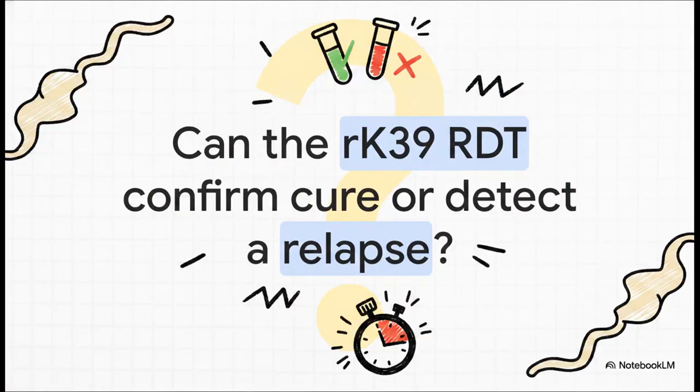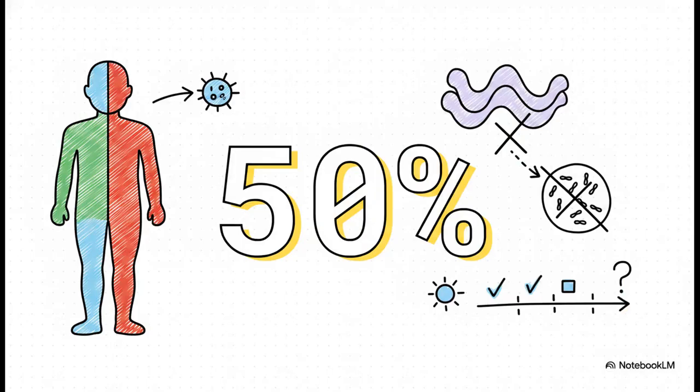Now for trap number 3, the false security of rapid field tests. The RK39 rapid diagnostic test is amazing for an initial diagnosis, right? Gives results in 15 minutes. But here's the trick. Can you use it to confirm a clinical cure or to detect a relapse? No, definitively no. The antibodies for RK39 stay positive in the blood for years after a patient is completely cured, so a positive test tells you absolutely nothing about their current active disease state.